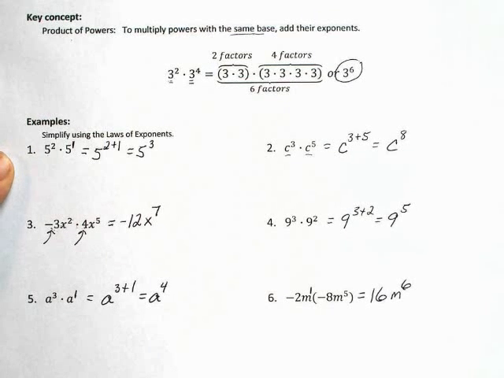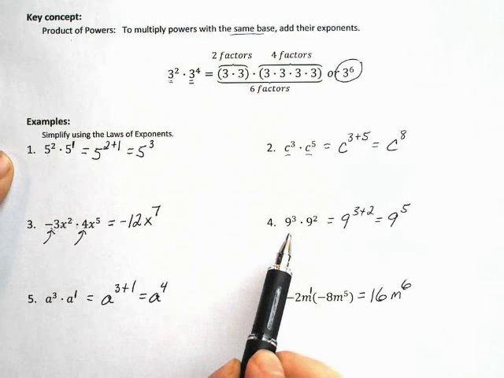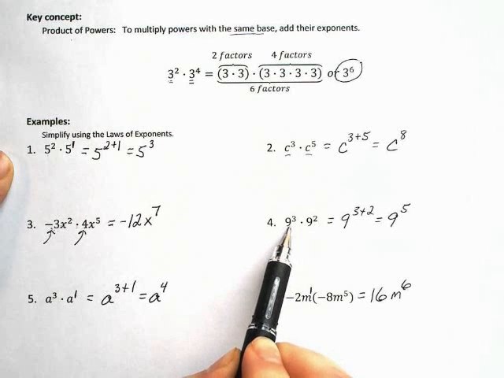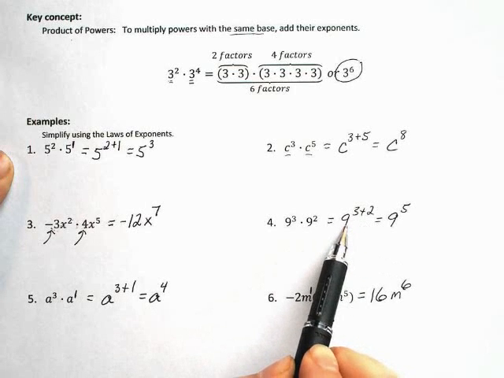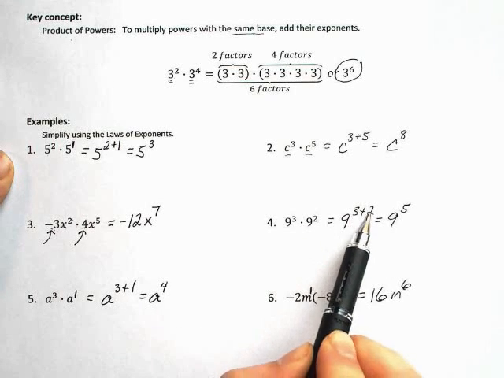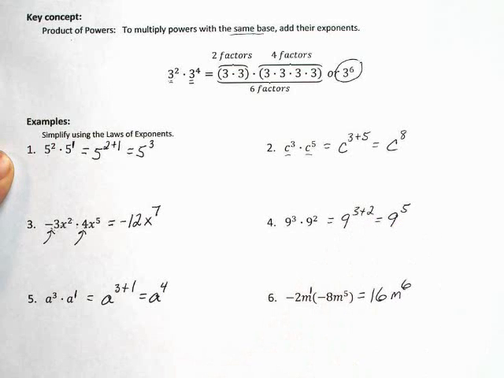So here are the answers to 4, 5, and 6. In number 4, this is a product. The bases are the same, and so to get the answer, you keep that base and add the exponents. 9 to the 5th power. In problem 5, this is a product. The bases are the same. Notice that I put a 1 as the exponent on this single a, and that helped me to visualize that I needed to add 3 plus 1 to get that exponent.